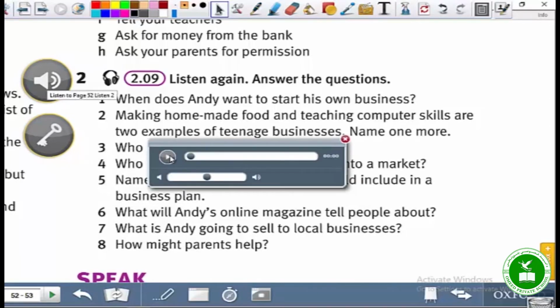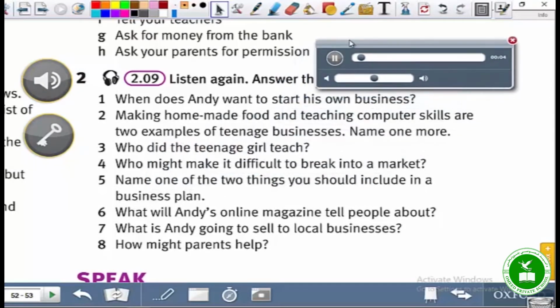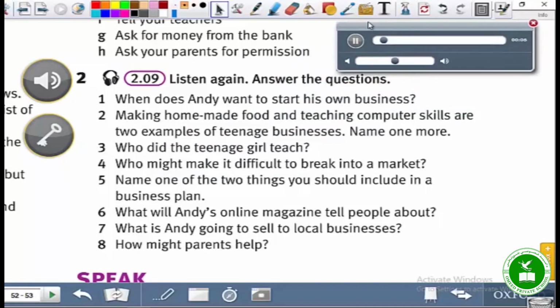Unit 6, page 52. Listen. Exercises 1 and 2. Listen to the conversation.